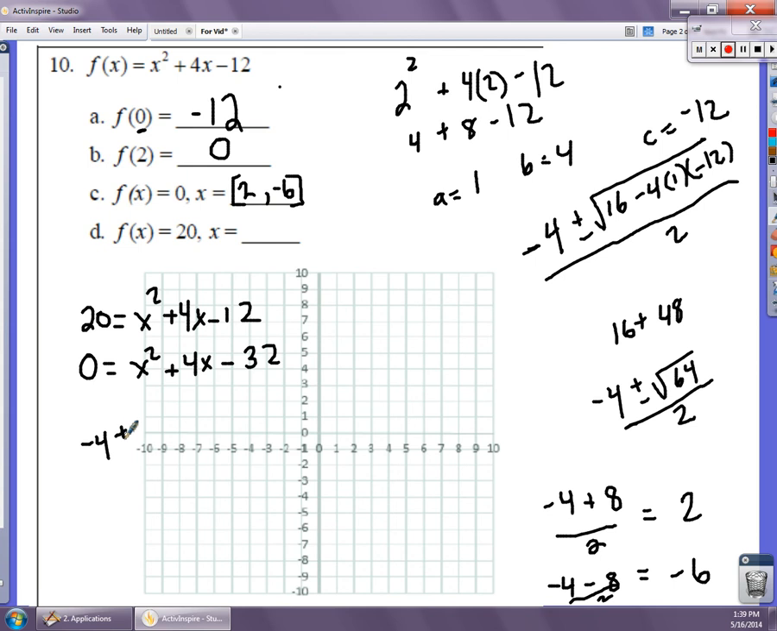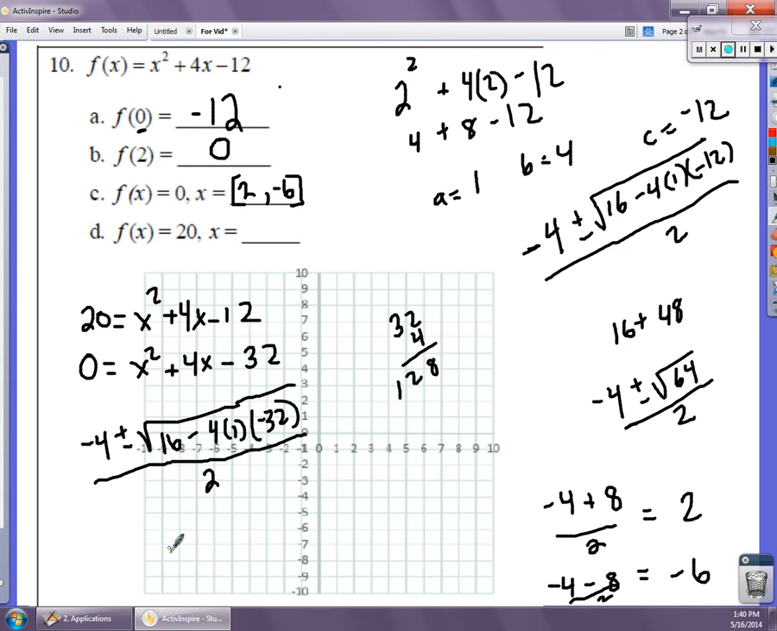Negative b, negative 4, plus or minus the square root of b squared, 16, minus 4 times a times c. But now c is negative 32, all over 2 times 1, which is 2. So 4 times 1 is 4, negative 4 times negative 32. It's going to be a positive answer, but 32 times 4 is 128. So you have negative 4 plus or minus the square root of 16 plus 128. Let me go ahead and add them right here, and you get 144. So you can take the square root of it. It's going to be 12, divided by 2.